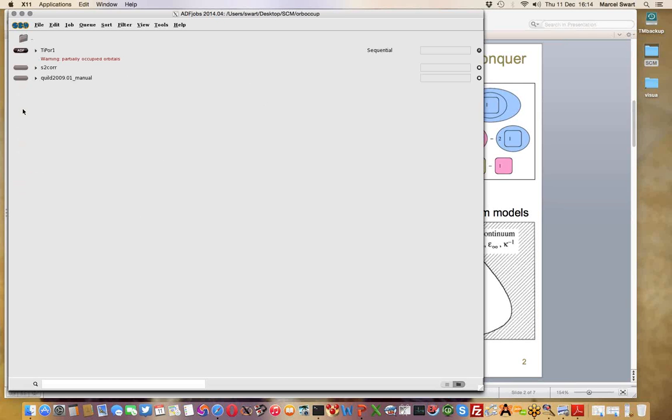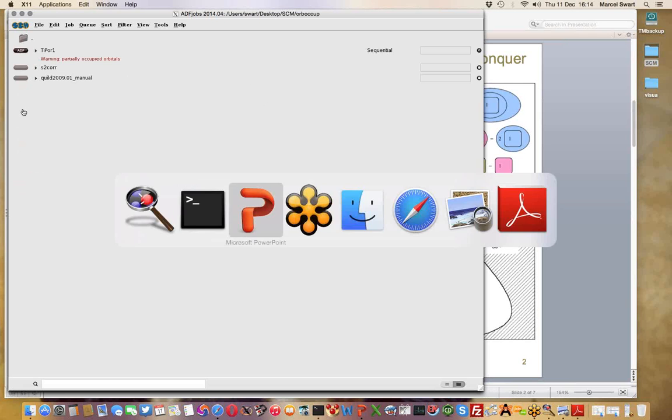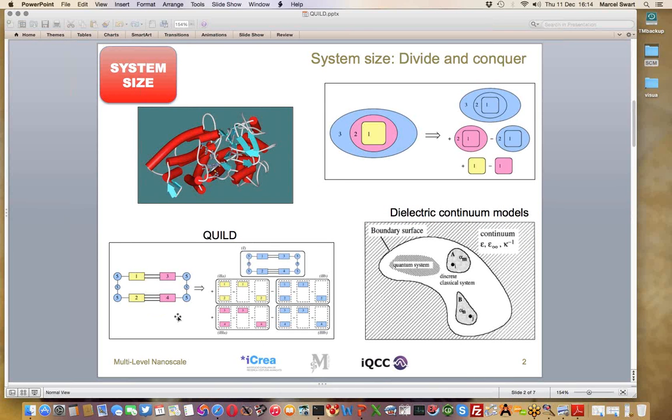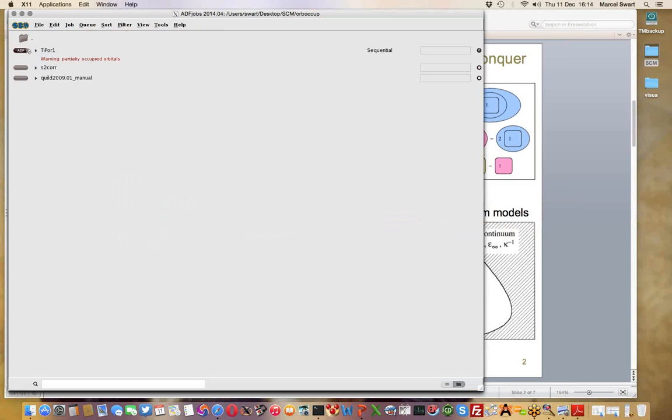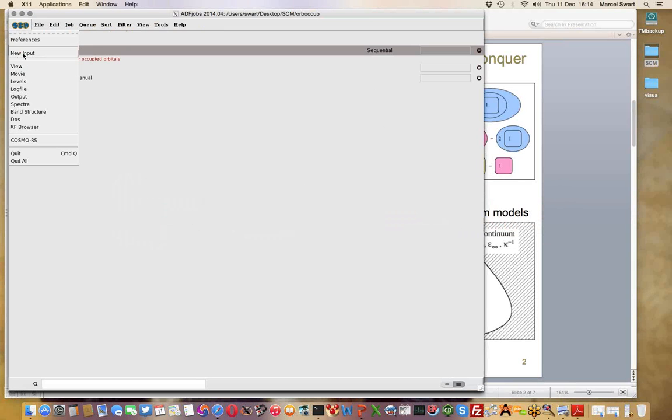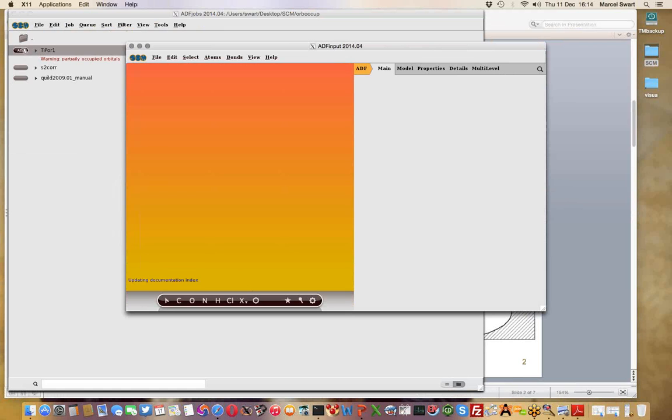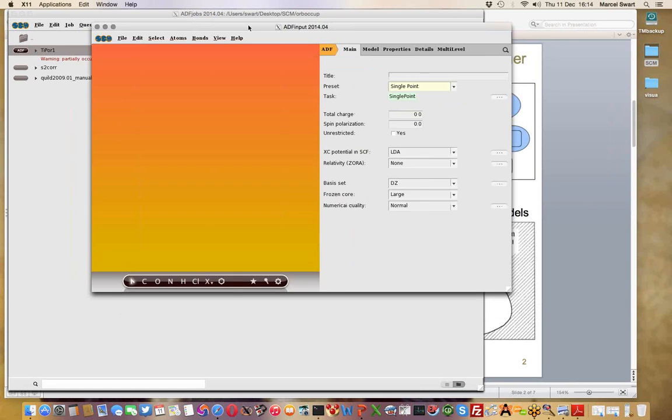But apart from that, going back to here, you can actually treat a system like this, like a DNA duplex, or for instance a protein, although a protein is probably too large for QUILD. But you can also do other things. For instance, in this case, you can have a porphyrin, so this is a titanium porphyrin.